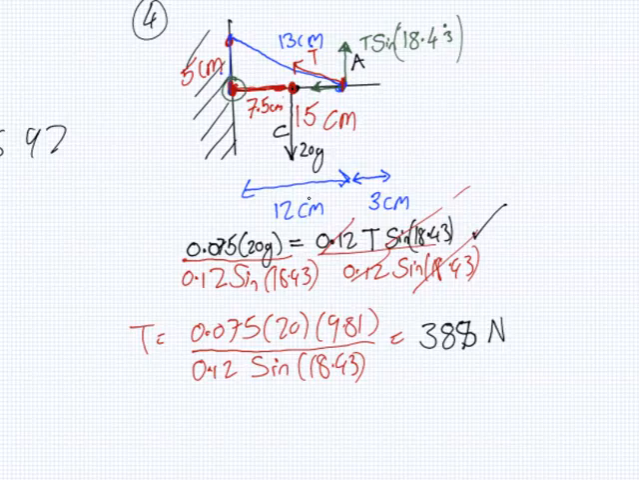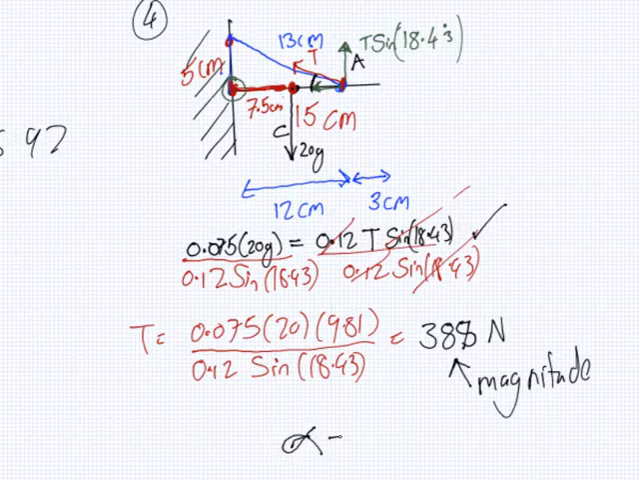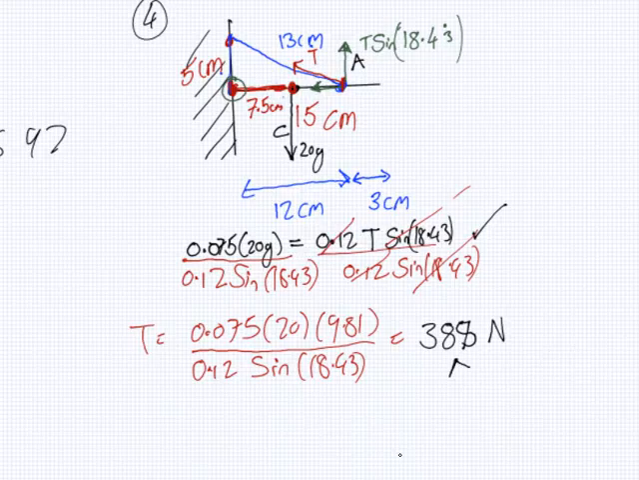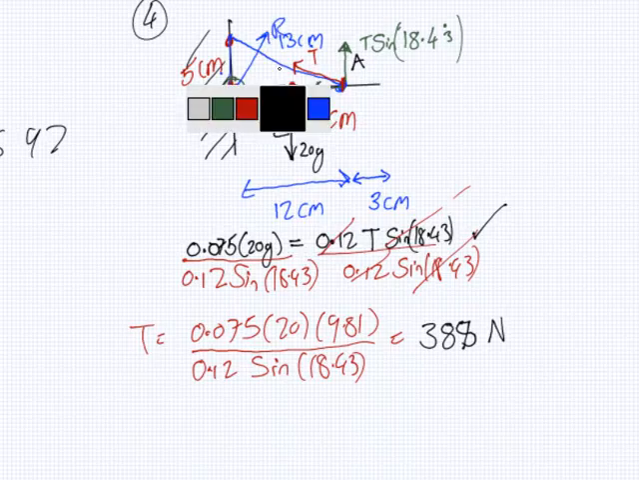Now the question asks for the magnitude and direction. So, Adnan, this is the magnitude, and the direction is just the angle here. The alpha is 18.43. Wait, hang on. Did it ask for the reaction or the tension? The reaction. Ah, we're not finished. We have to continue, because the question then wanted R here. So that's not too bad.